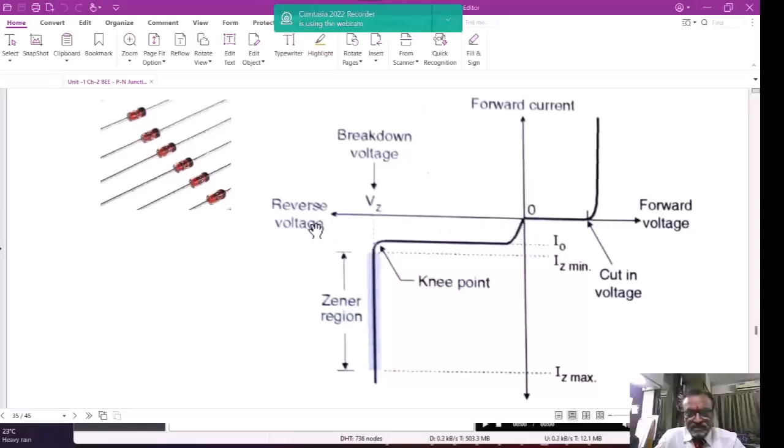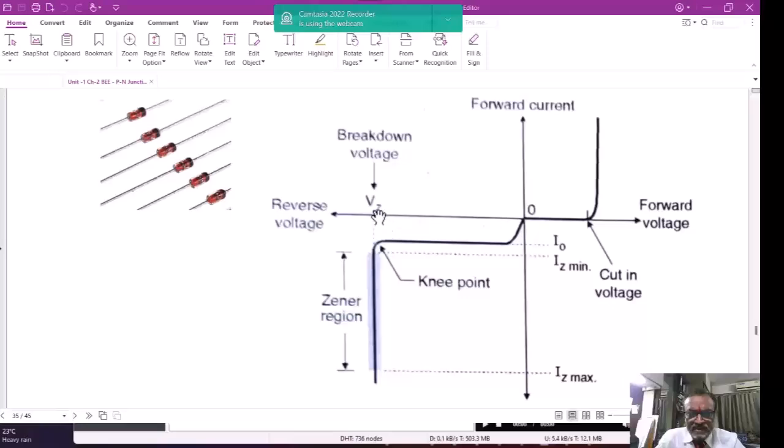Here the negative x-axis indicates the Zener reverse voltage applied, and the negative y-axis indicates the Zener current. You will see here the corner point, that is called the knee point. When you go on increasing the reverse voltage across the Zener diode up to Vz, the current is very small. That is called the reverse leakage current.